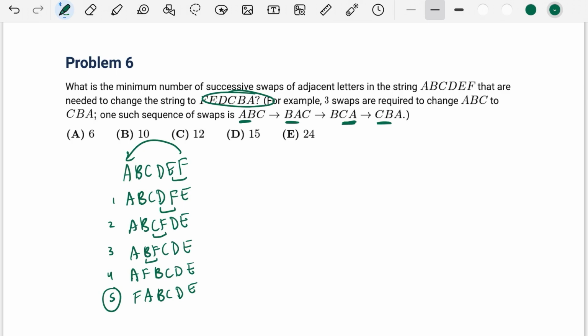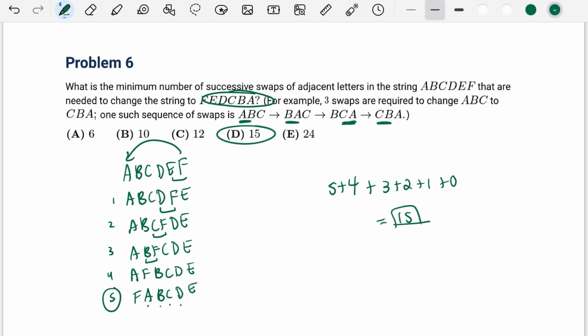We can essentially do the same thing with E. We know that we want E to get right here, and that's going to take 1, 2, 3, 4 swaps. So far we've taken 9 steps to get F and E in the right spot. And we can do the same exact thing with D, C, B, and A. So our final answer is going to be 5 plus 4 plus 3 plus 2 plus 1 plus 0, which is equal to 15. So our answer is D.